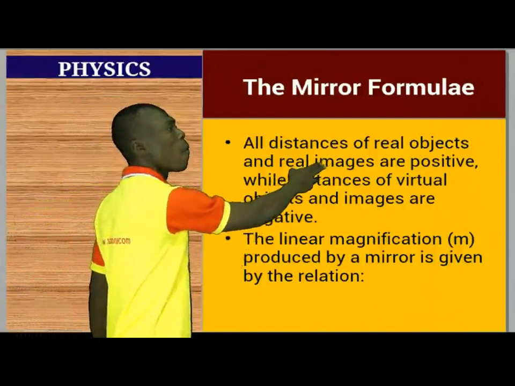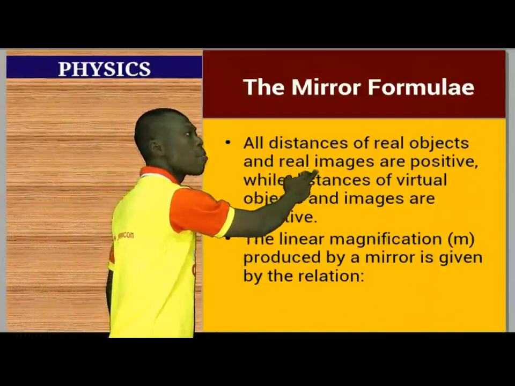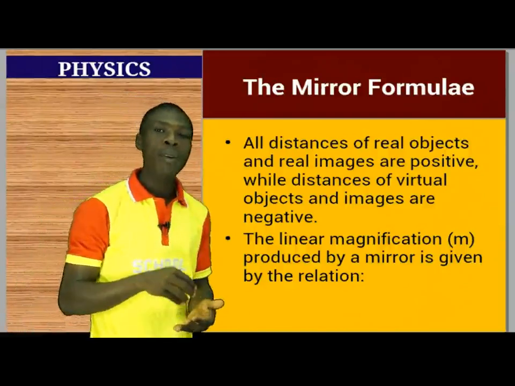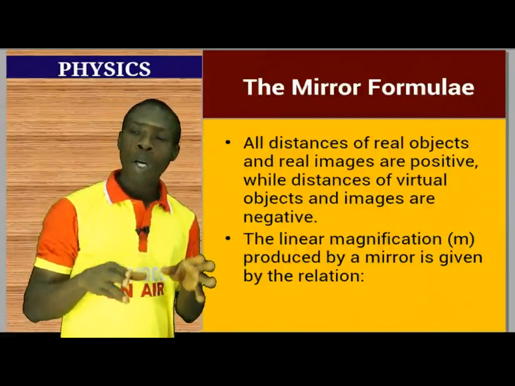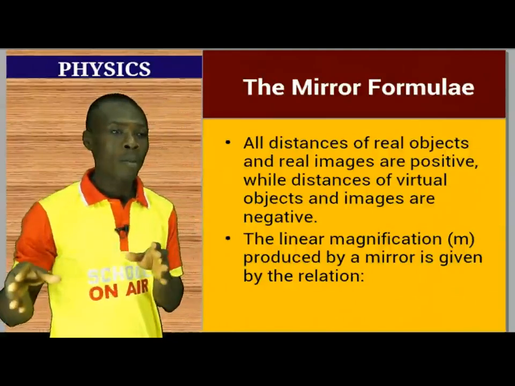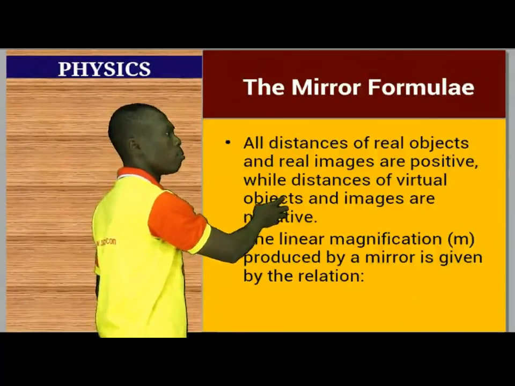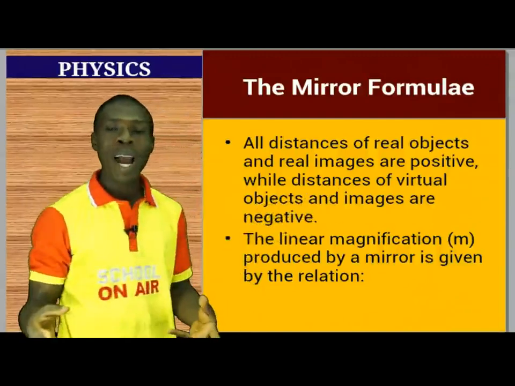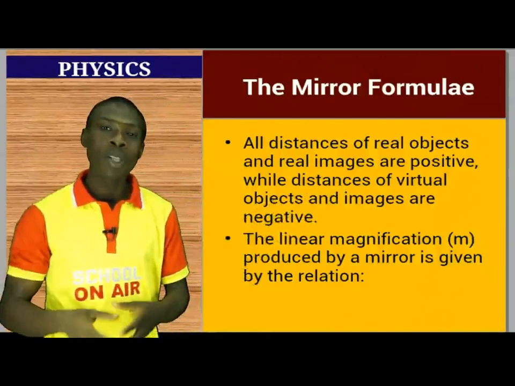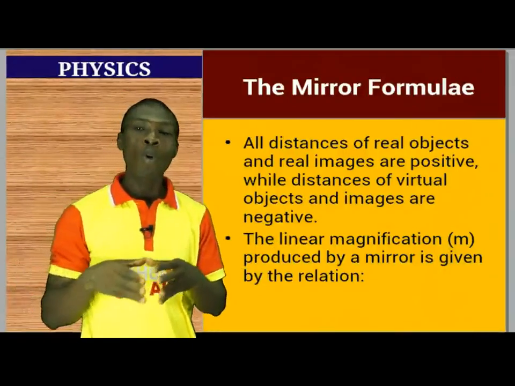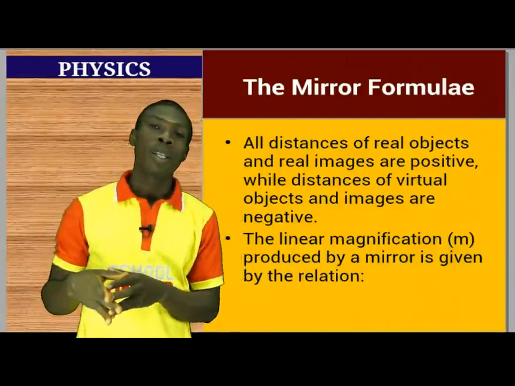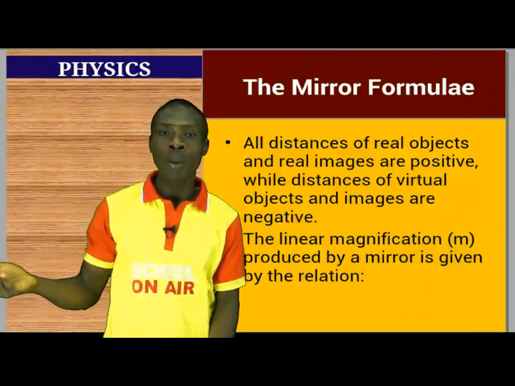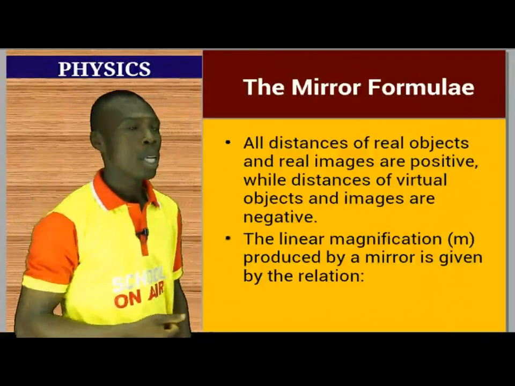Now, all distances of real objects and real images are positive. So when I have real objects and I have real images, then my 1 over u and my 1 over v will always be positive. And the distances of virtual objects and images are negative. So if I have a virtual image, like we have in convex, instead of having 1 over u plus 1 over v equal 1 over f, I will end up with 1 over u minus 1 over v, because the image, which is supposed to be v, the image distance, is virtual. The image is a virtual image, so I'm going to have a minus, a negative.